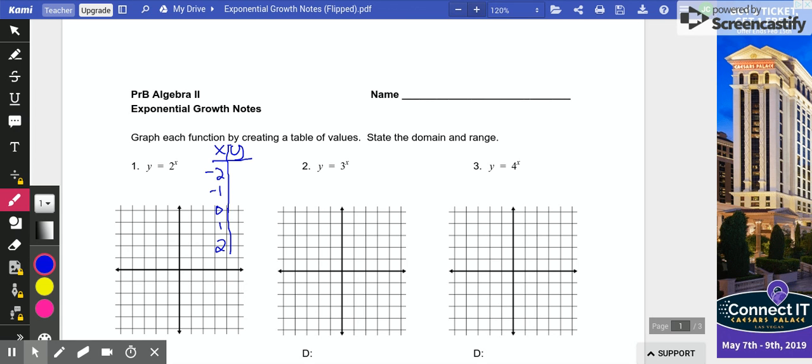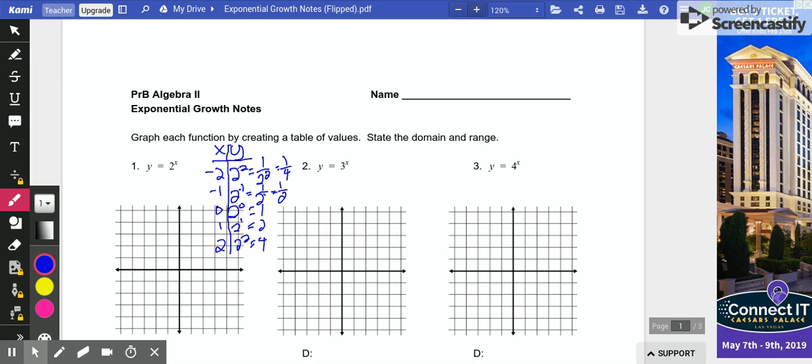All right, so first we're going to plug in -2. So 2 to the -2 power. Now remember, the way we get rid of negative exponents is we move it down. So this is 1 over 2 squared, which is going to be 1/4. And then we have 2 to the -1. And again, to get rid of the negative exponent, we move it down. 1 over 2 to the first power, which is 1/2. 2 to the 0 is 1. 2 to the first is 2. And 2 squared is 4.